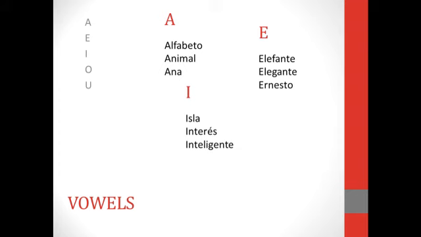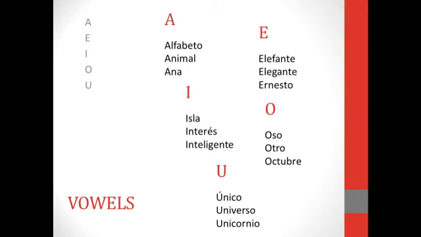Okay, let's go with the next, the fourth. O. Oso, otro, octubre. And the last vowel, U. Único, universo, unicornio. So now let's repeat again. A, E, I, O, U. And one more time. A, E, I, O, U.